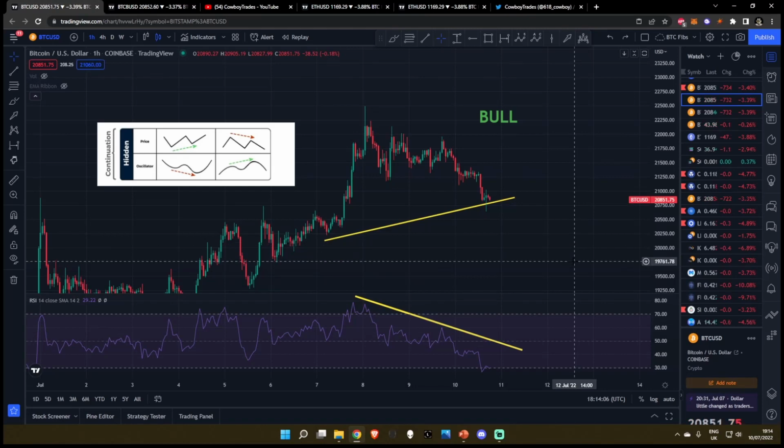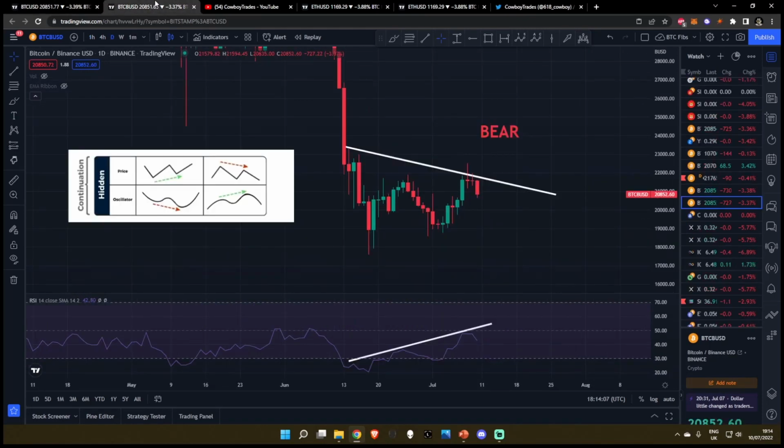Why is it getting weaker and weaker? Because on the daily time frame, this hidden bearish divergence has been in play for over a month, and it is getting stronger and stronger with every day that passes. So once again, you should always go with the higher time frame, and you should always go for the trend that has been in play for the most amount of time.